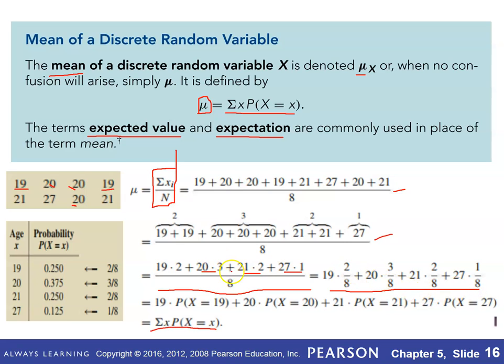So let's just see how. If I separate the denominator and put the denominator underneath each one of these parts, like I put an 8 underneath here and an 8 underneath here and an 8 underneath here and an 8 underneath here, have a common denominator, so I could still add them together, but that would mean that I have right here two 8s. Okay, here I have 3 8s. Here I have 2 8s, and here I have 1 8. Well, that is what the probabilities are that are listed here. So in other words, we could take 19 times 2 8s plus 20 times 3 8s plus 21 times 2 8s plus 27 times 1 8.